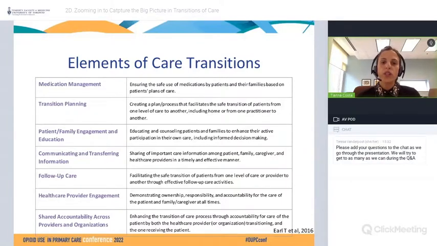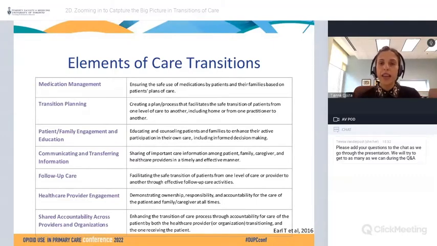We also want to ensure that we have a plan and process in place in order to facilitate a safe transition from when a person is moving from one level of care to another. We really want to engage the patient and their family to enhance their participation in their own health, including making informed decisions. It is essential to provide proper communication as well as transfer of information, both amongst the patient and their family, but also with the care teams involved.